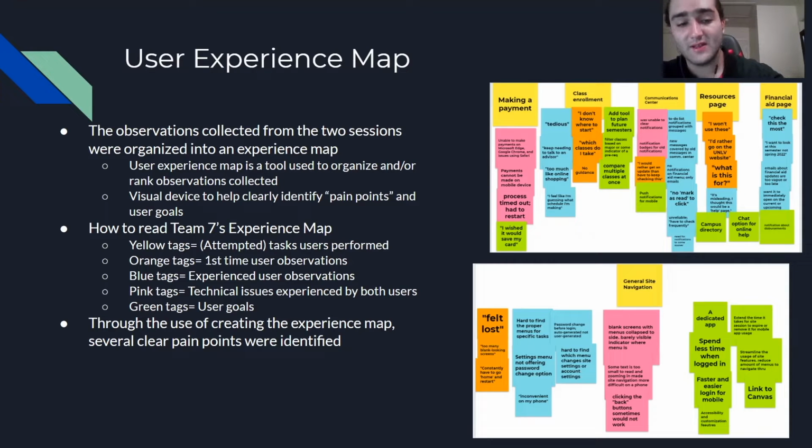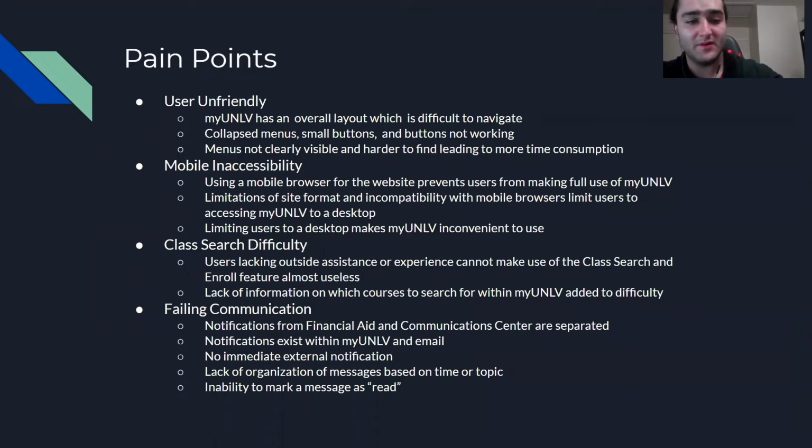Yellow tags are the attempted tasks each user performed. Orange tags are the first-time user observations. Blue tags are experienced user observations. Pink tags are the technical issues experienced by both users. Green tags are the user goals. And through the use of the experience map, we were able to identify some clear pain points.